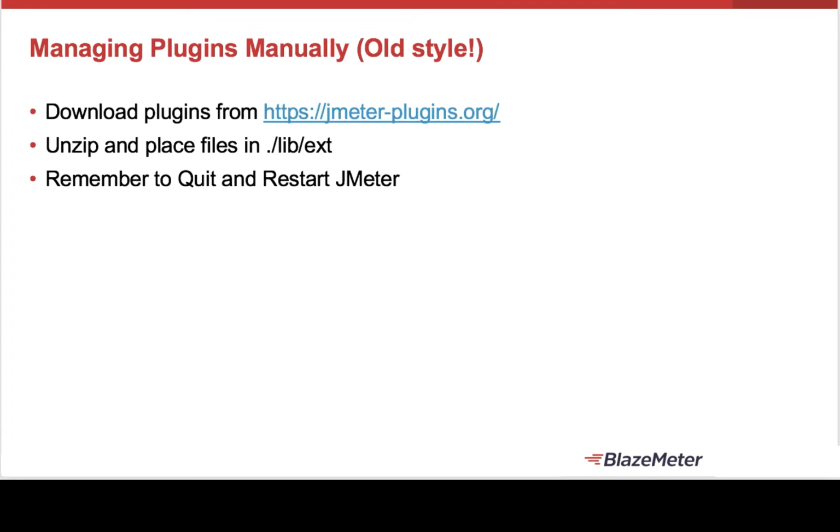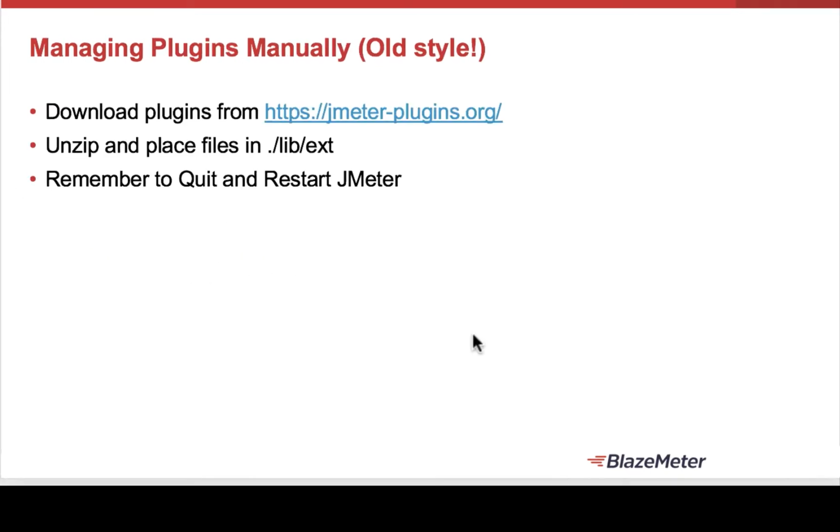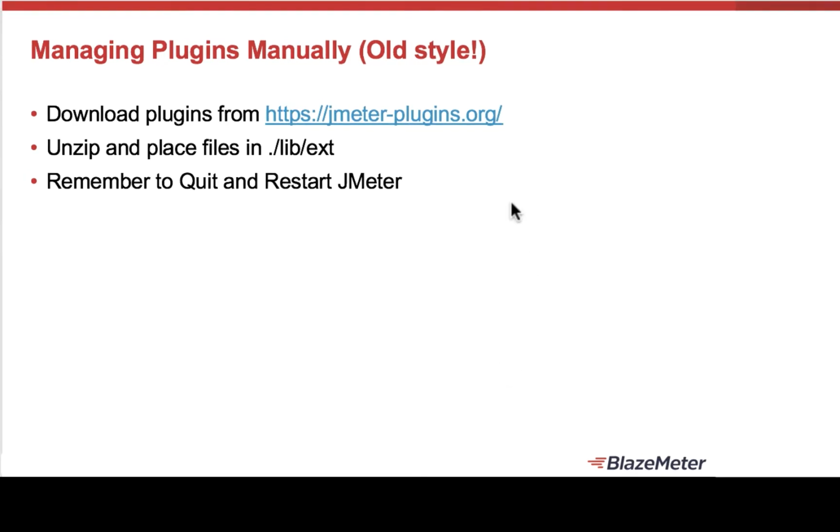Remember, plugins technically are optional, but you really want plugins. If we go to these slides to see the commands to install JMeter, we could have done it through brew install jmeter with the plugins option when we install JMeter. But there is a new way to do this. Before moving to the new way, I want to quickly show you what the old style was.